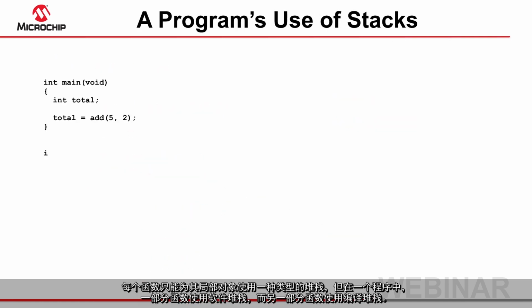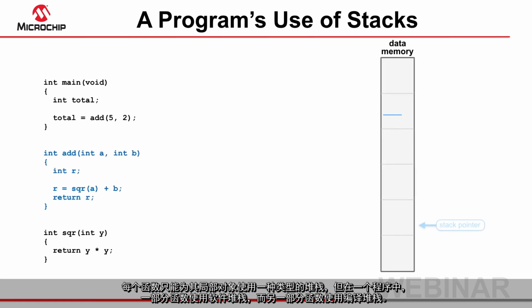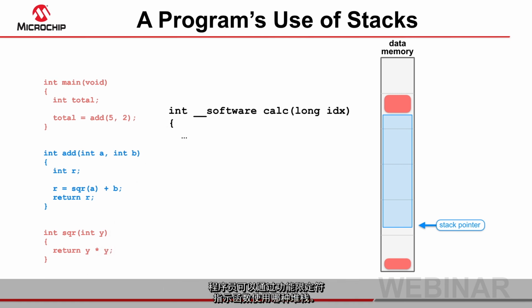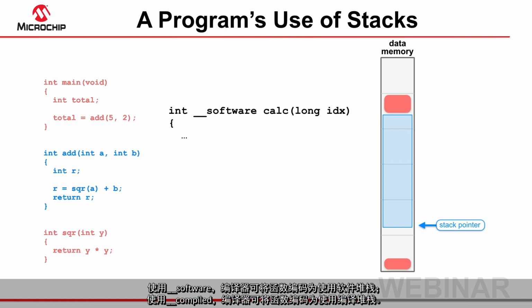Each function can only use one type of stack for its local objects, but in a program, some functions might use the software stack and others might use the compiled stack. Since local objects can be accessed only by the function in which they are defined, each function uses just the one access method. A programmer can indicate which stack a function will use via a function specifier. Use __software so the compiler will encode the function to use the software stack, or use __compiled to have the function encoded to use the compiled stack.